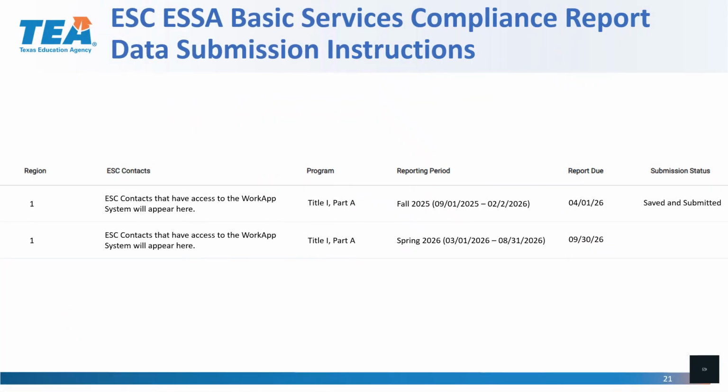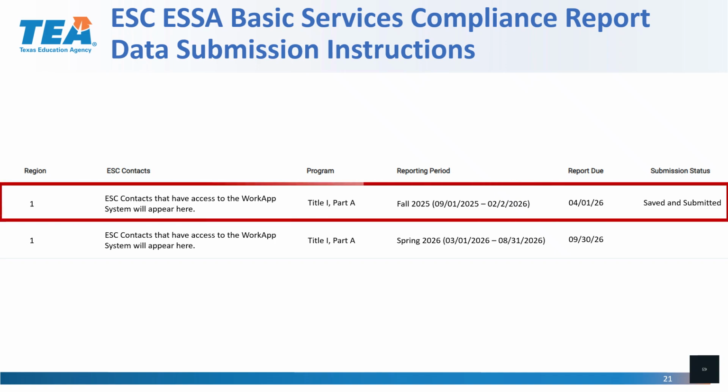To confirm that the information has been saved and submitted, the ESC can review the submission status in the Compliance Report line for the fall report by locating the Submission Status column. If submitted data was saved successfully, the Submission Status column will read Saved and Submitted.